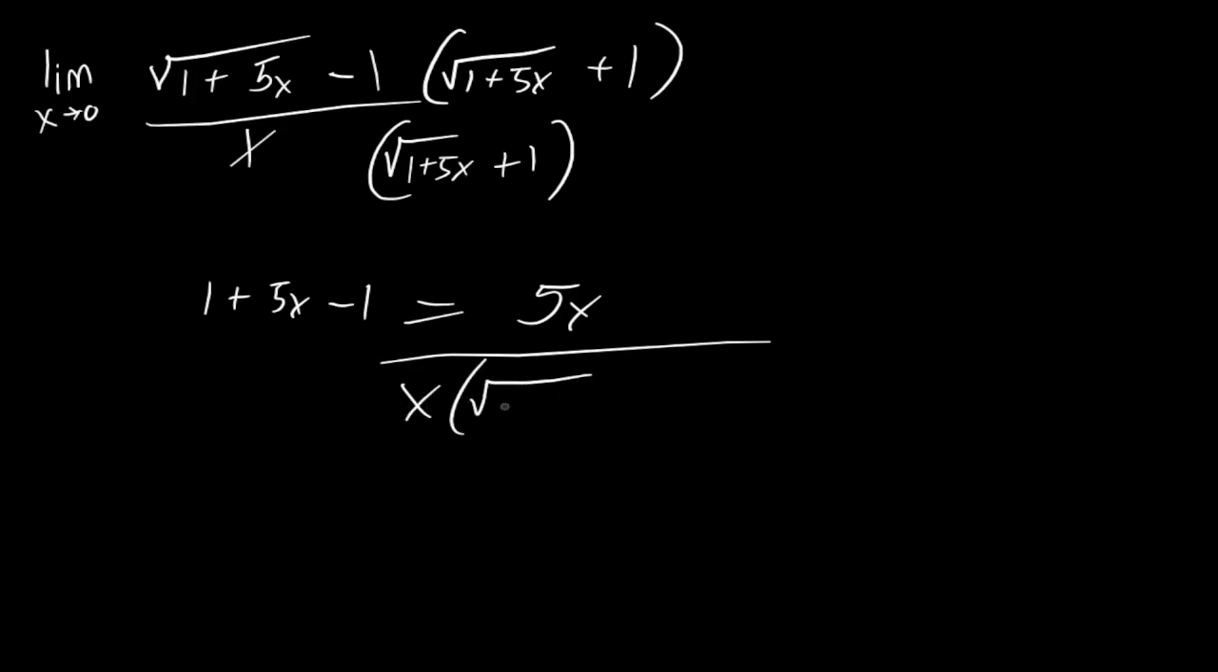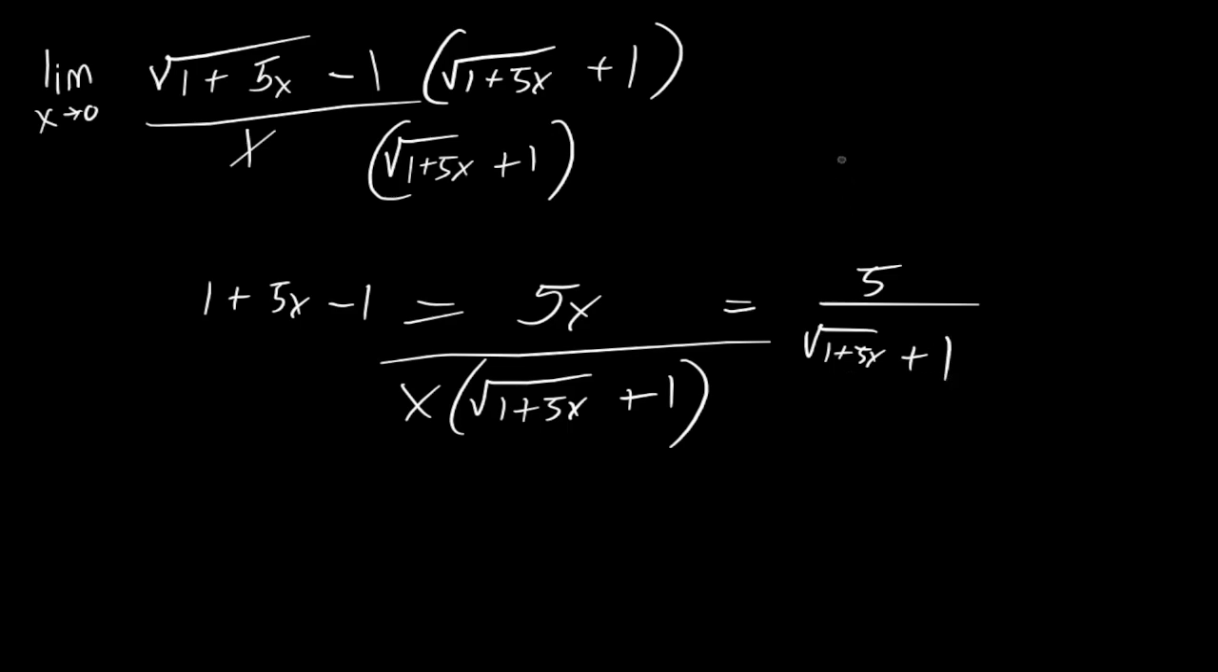x, the square root of 1 plus 5x plus 1. And we see that these two are also like terms. And then we just cancel it out like that. And then we're just going to write 5 over the square root of 1 plus 5x plus 1.